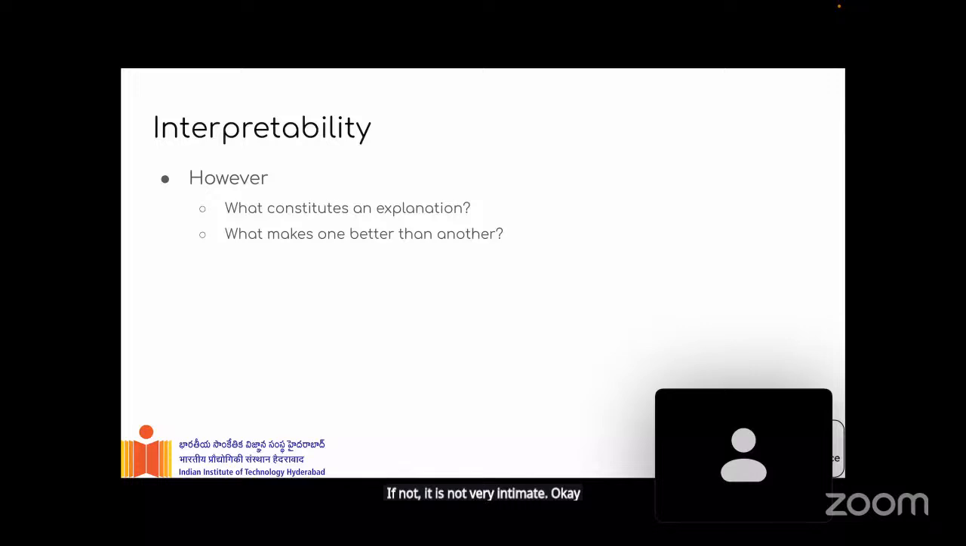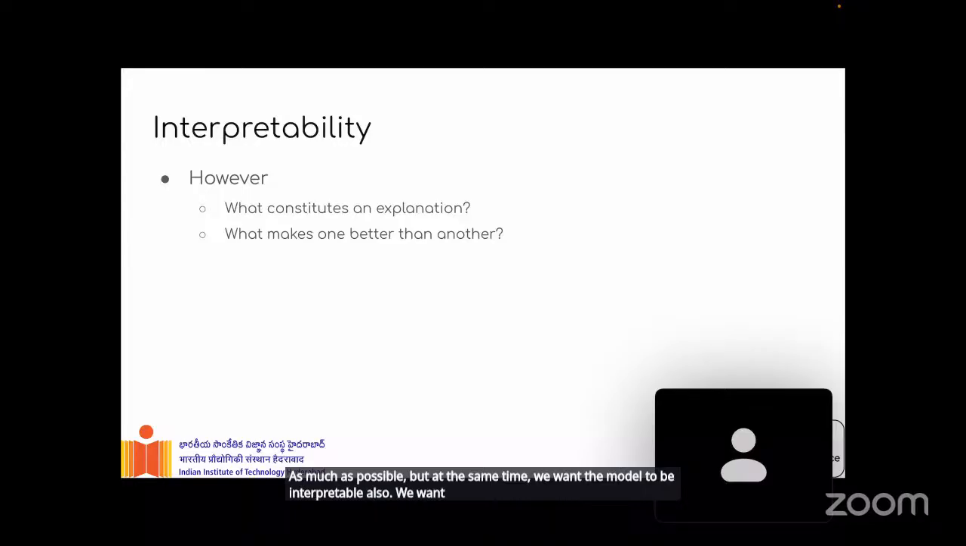The model may be very wrong, yet as long as it is giving an explanation, it is very interpretable. Please be careful. There may be very useless models that are explainable. We want both. We want the model to be as accurate as possible, but at the same time, we want the model to be interpretable also. We want to be able to understand the reason behind the decision.